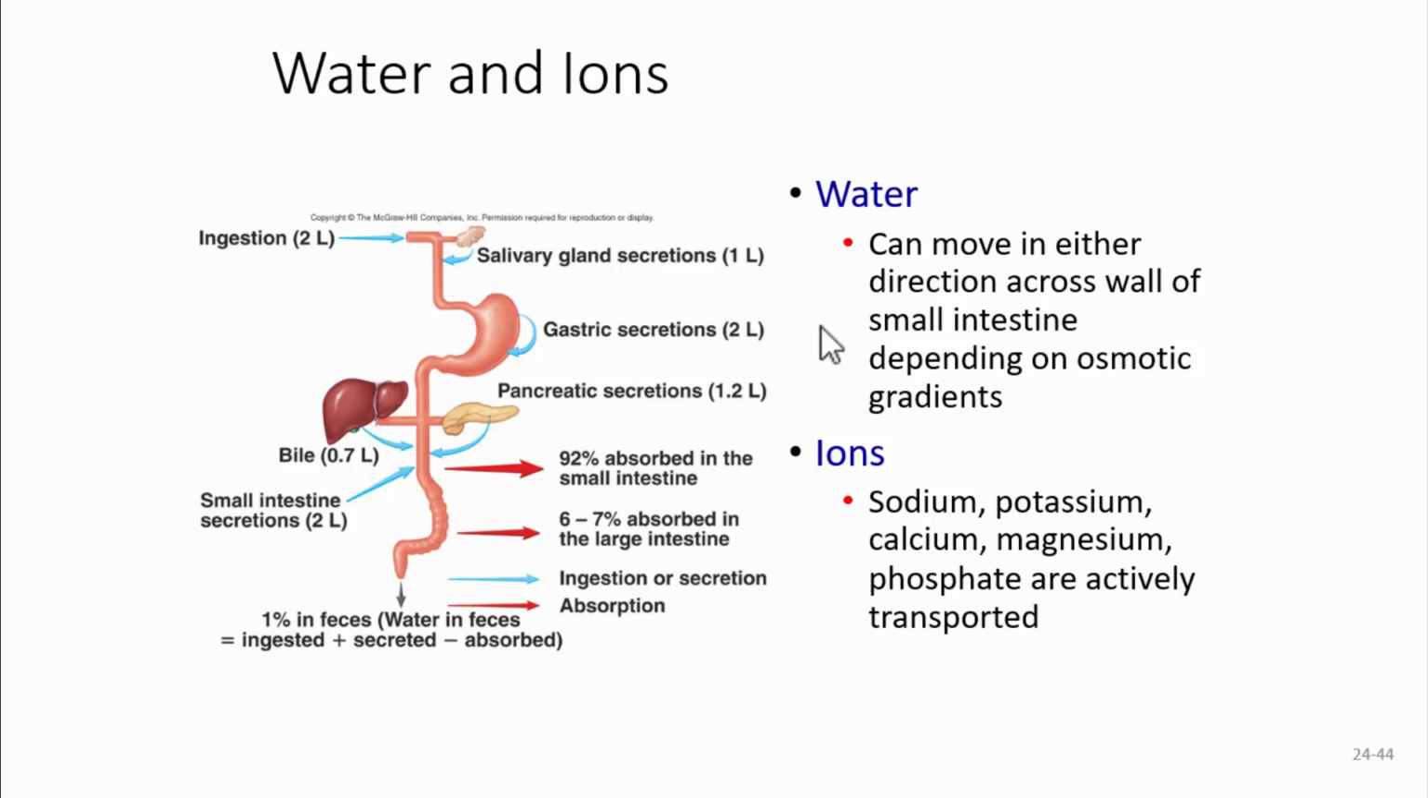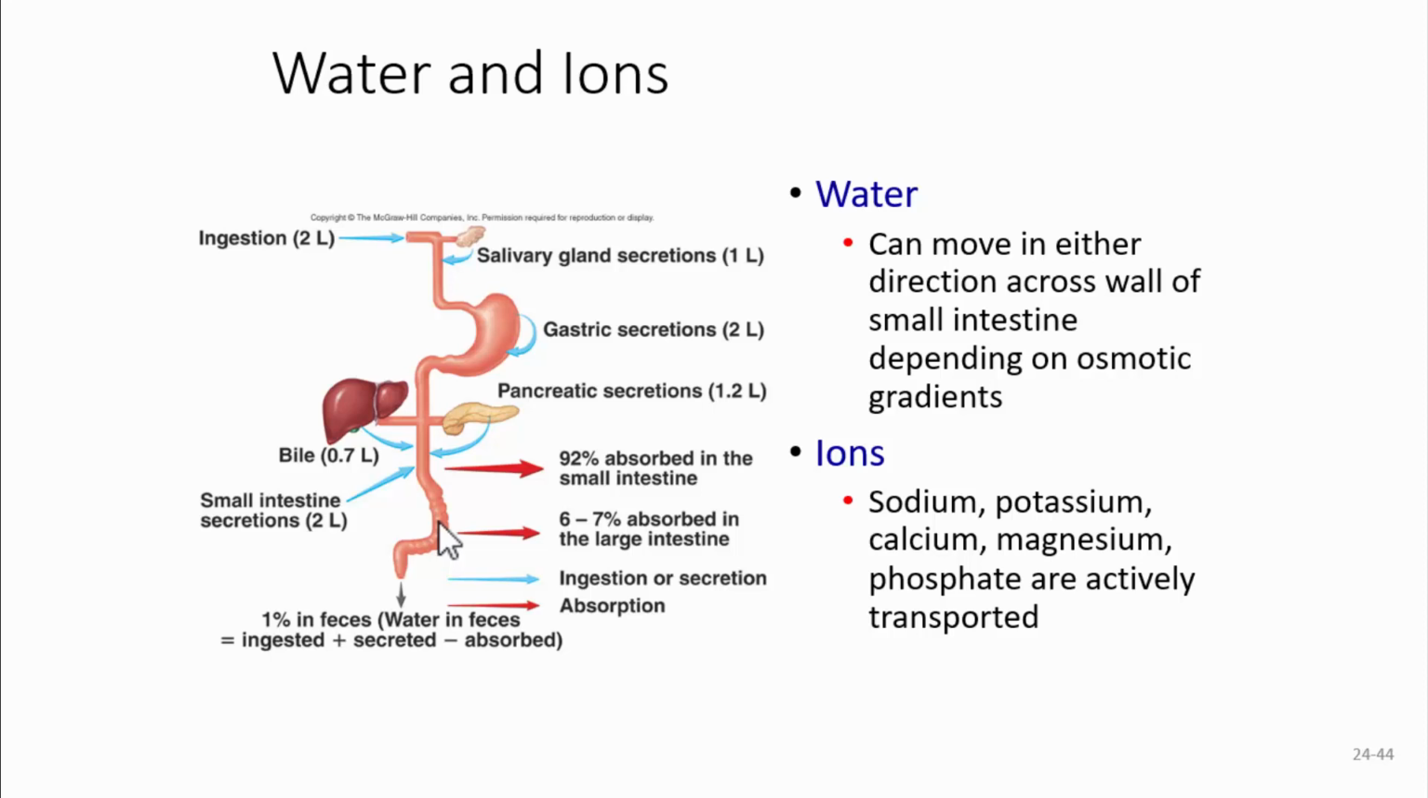That's pretty gross. Anyway, gastric secretions, about 2 liters. So again, a 2-liter bottle worth of gastric secretion. Eesh. Pancreatic secretions, about 1.2 liters. Bile is about 0.7 liters. The small intestine secretes about 2 liters. Okay, so that's a lot of liquid in the digestive tract.